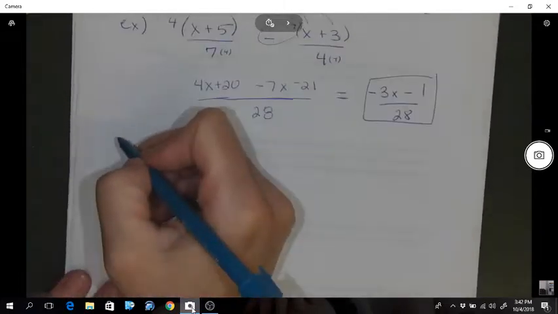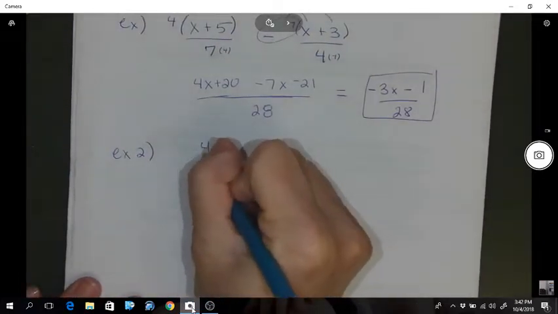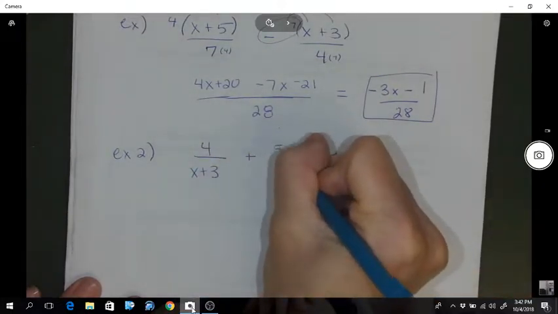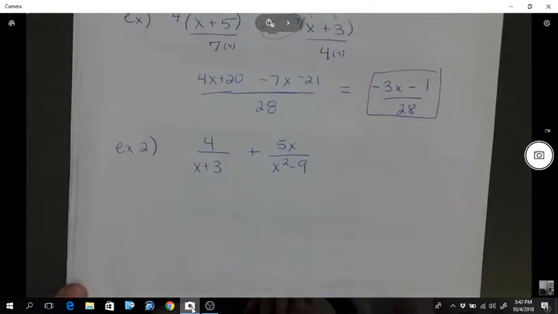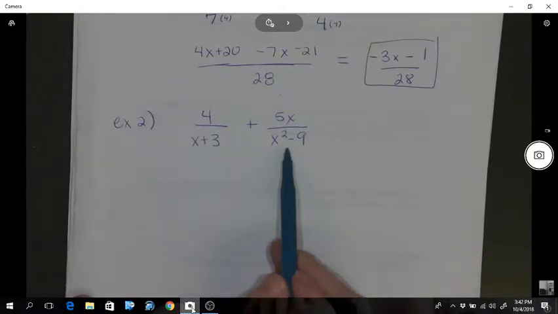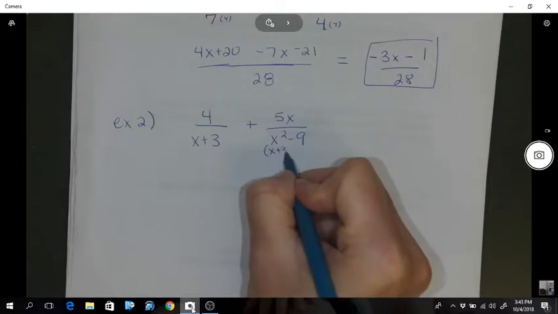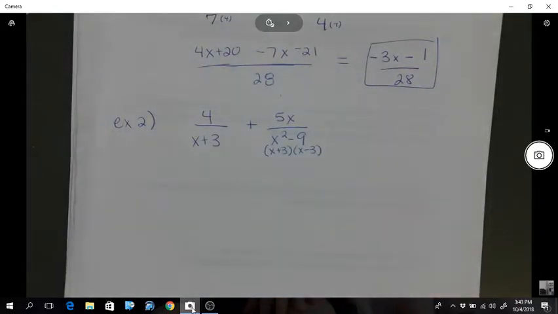Okay, example 2. 4 over (x plus 3), and we're going to add 5x over (x squared minus 9). On this one, we're going to look at this denominator, and I recognize this as a difference of squares. So I'm going to factor it underneath. So this can become (x plus 3) times (x subtract 3). Okay, we okay with that?